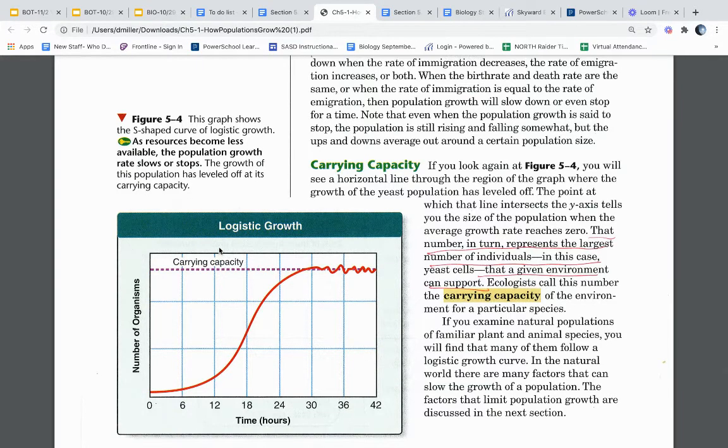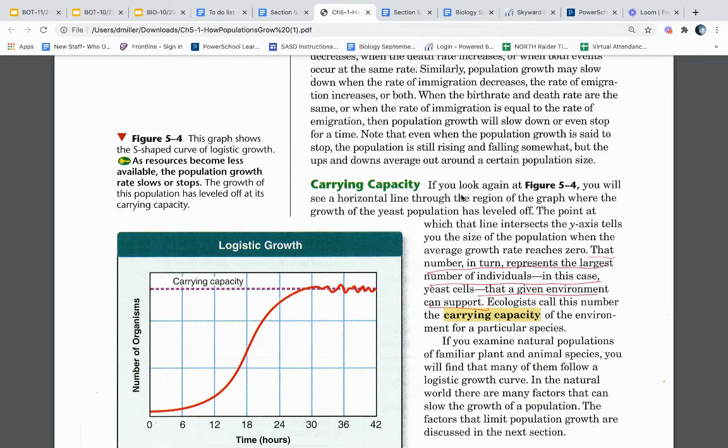Figure 5.4. This graph shows the S-shaped curve of logistic growth. As resources become less available, the population growth rate slows or stops. The growth of this population has leveled off at its carrying capacity. So notice here's that oscillation, that up and down around the carrying capacity.